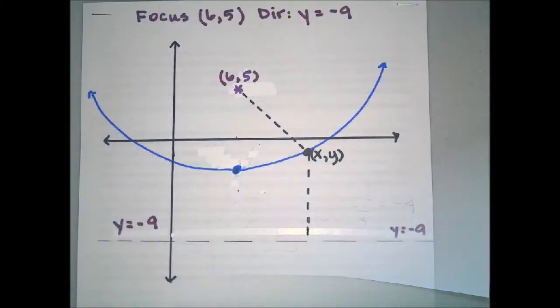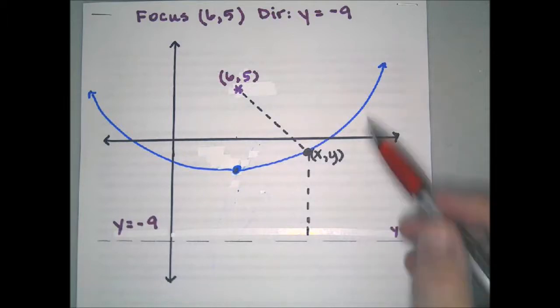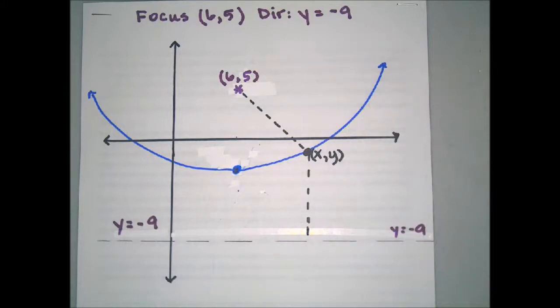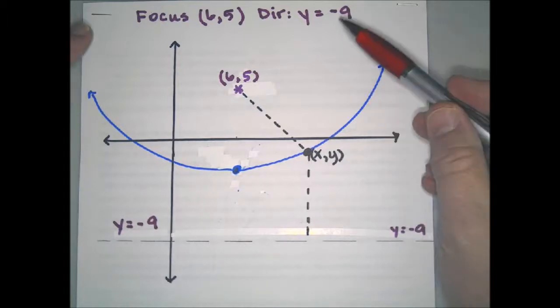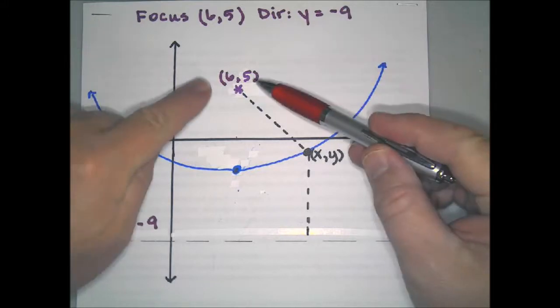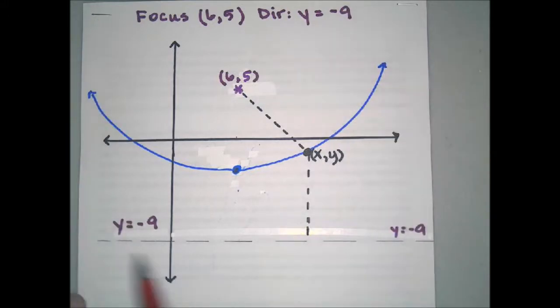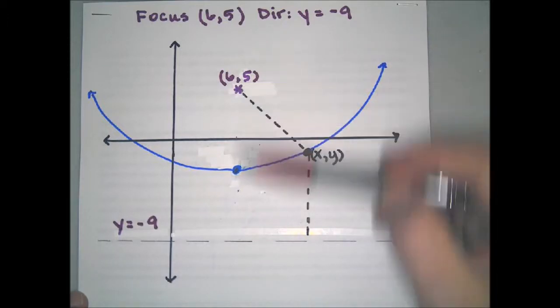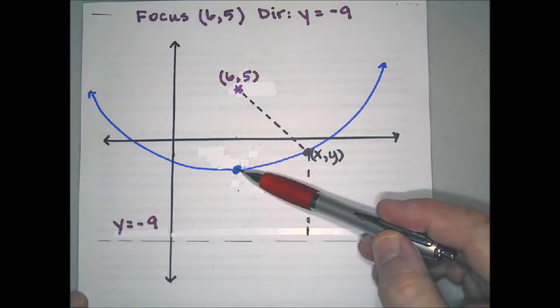I'm going to use the formal definition of a parabola to write the equation of this parabola. And the only thing we know right now is the focus is at 6, 5, and the directrix is at y equals -9. So I marked both of those things. There's my focus at 6, 5, and there's my directrix at y equals -9. Now, knowing those two things, I can figure out a couple of other things. The vertex is halfway between the focus and the directrix, so I eyeballed it and put my vertex right there.